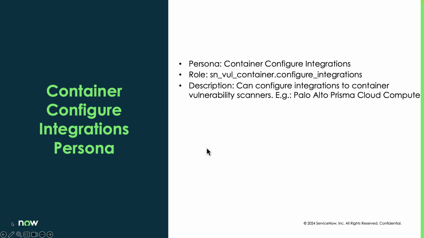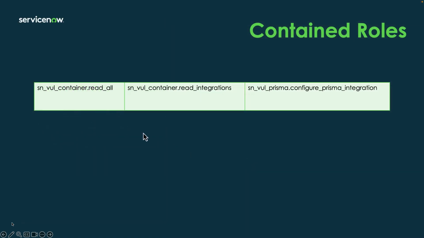moving on to the container configure integrations persona. Now this persona has the ability to configure integrations to whatever respective scanners you may have plugins for. So the role here, right, is the SNVUL container configure integrations. So you can see here, right, it contains mainly the two roles here, and then based on whatever plugin you would have, in this case, Prisma Cloud Compute, right, you would get that role as well.